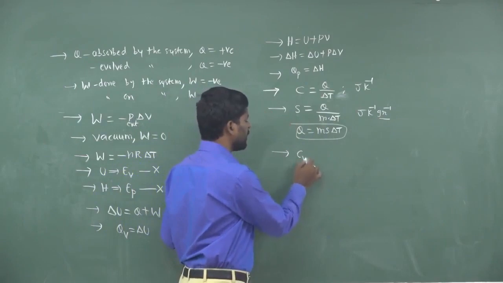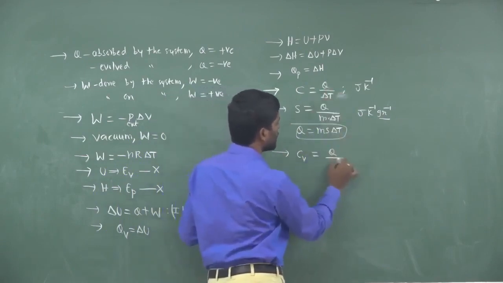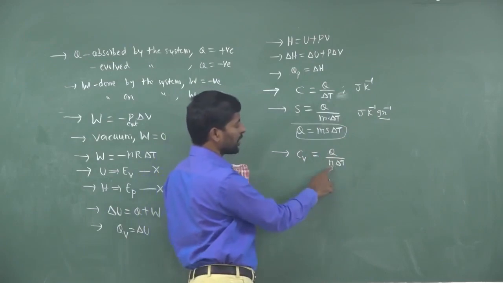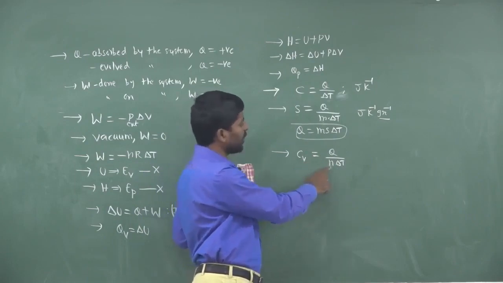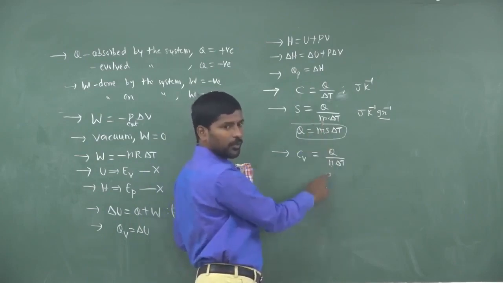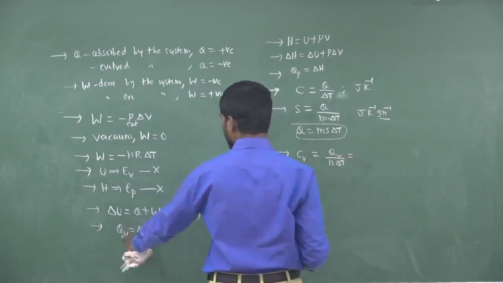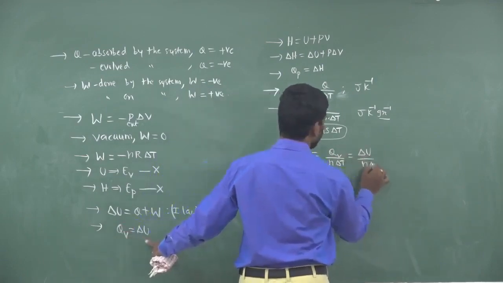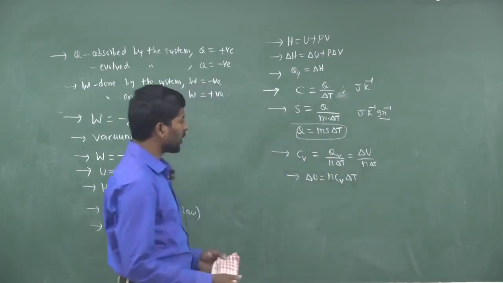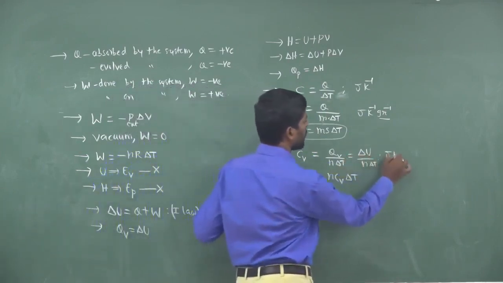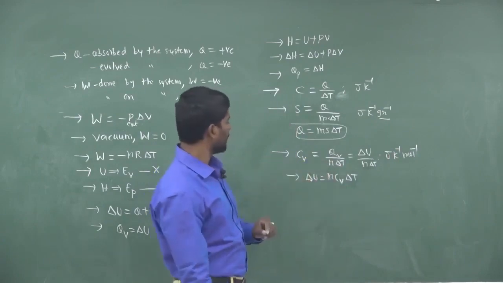And C_V and C_P. C_V is for 1 mole, so Q by N delta T. It is the amount of heat required to raise the temperature by 1 degree per 1 mole of substance at constant volume. Here for 1 gram we got M, here for 1 mole we get N. At constant volume Q is nothing but delta U, so delta U by N delta T. So we get delta U is equal to N C_V delta T for N moles. The unit is joules per Kelvin per mole in SI units. That is C_V.